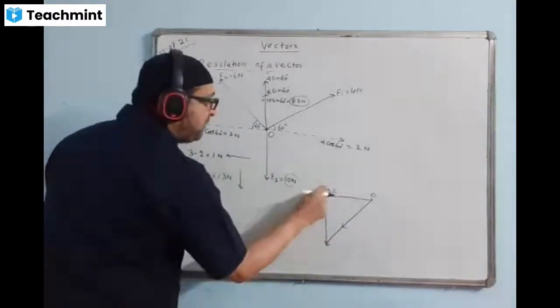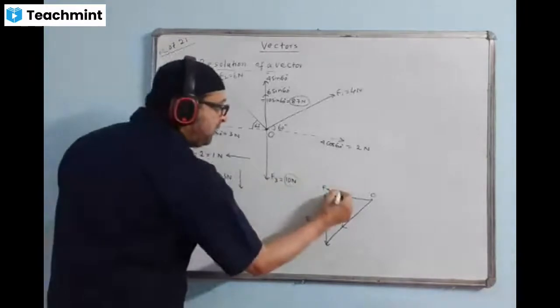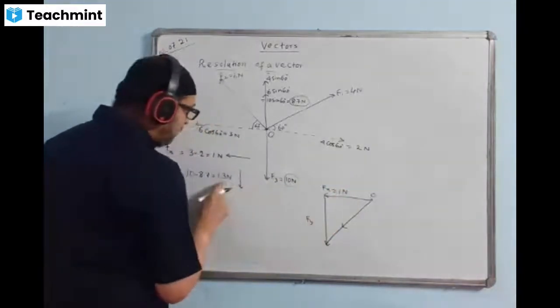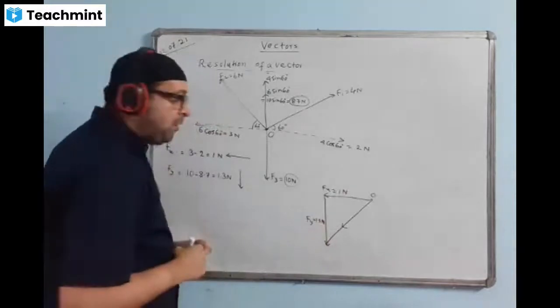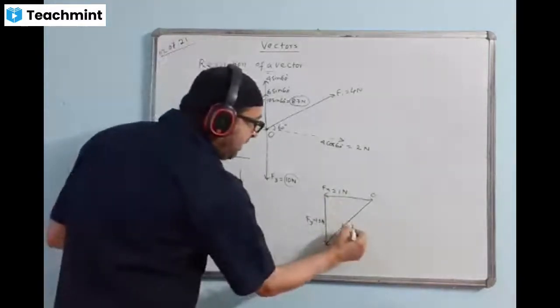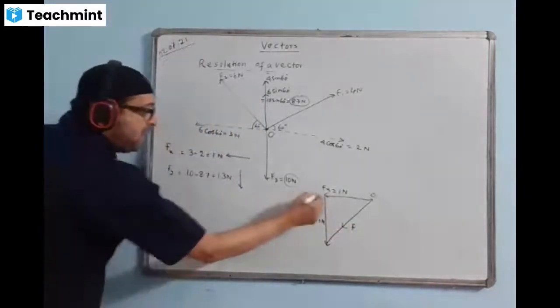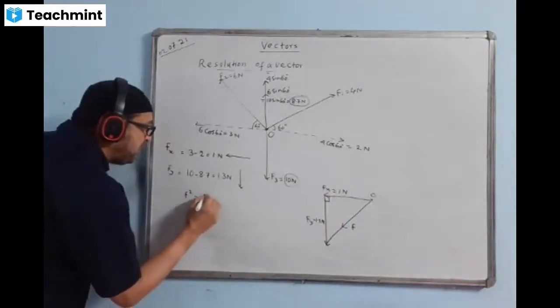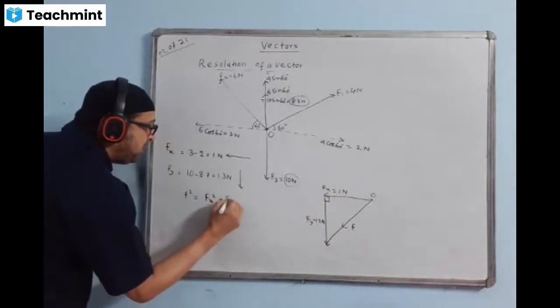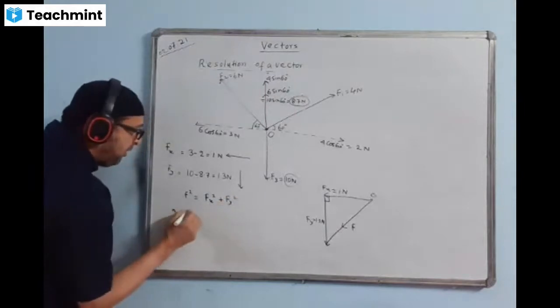Put the value now. Fx value is how much here? 1 Newton. Fy value is how much? 1.3 Newton. Now I will find the resultant. This is F. The angle between them is exactly 90 degrees, so I will use the formula F square is equal to Fx square plus Fy square. Now I'll find the answer.